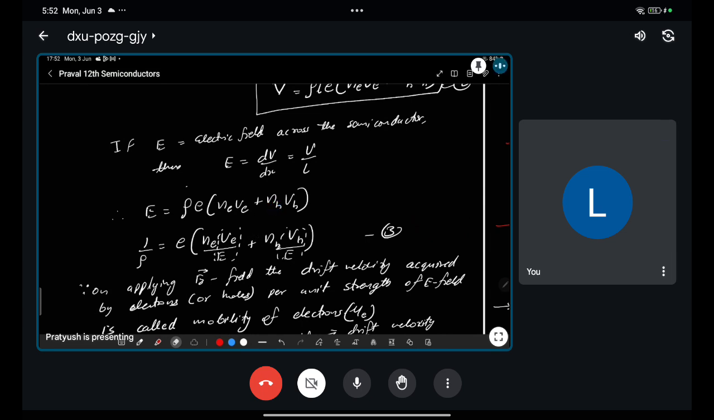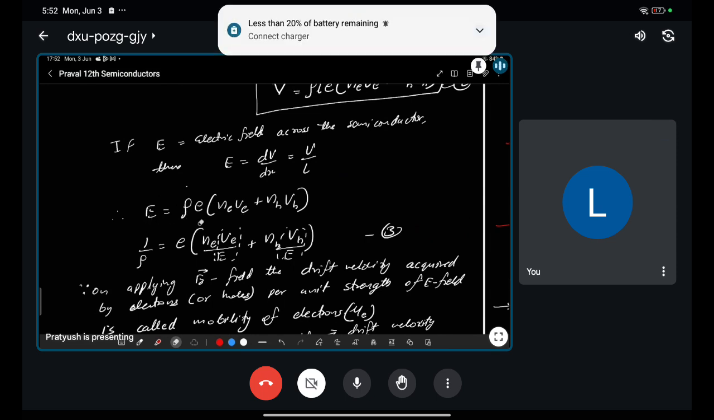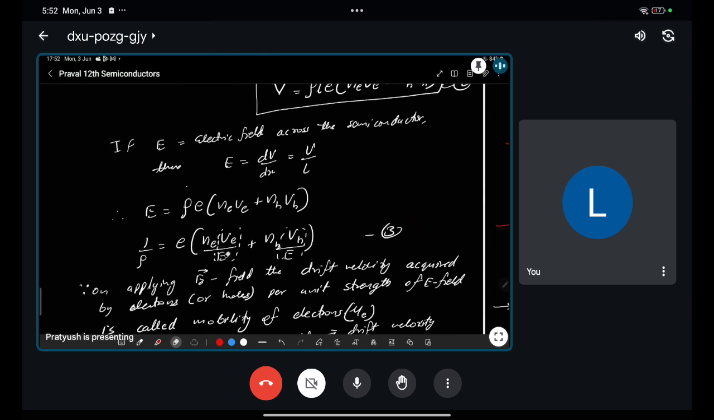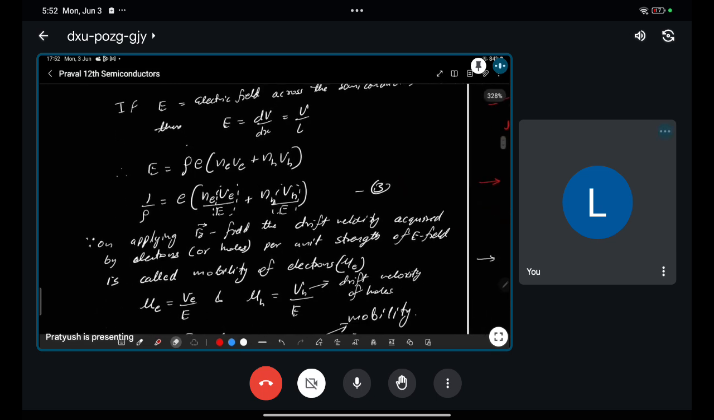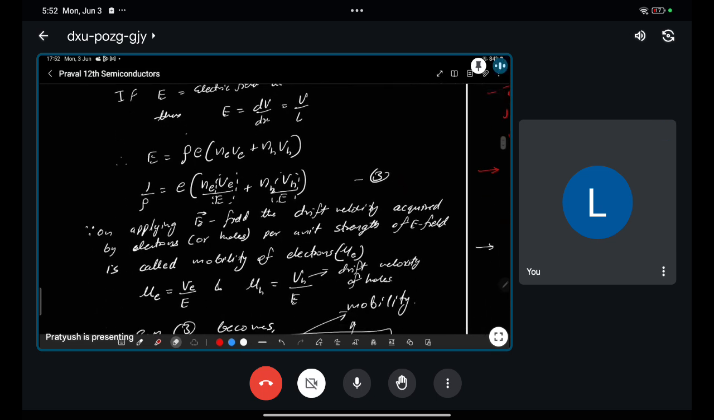Now again we can do a thing. Take rho on that side and take electric field on this side. Electric field will come in division. Now see this Ve upon E, and here also Vh upon E. So what we are getting? Drift velocity divided by electric field, not potential, we actually define it as mobility. Drift velocity divided by electric field will give us mobility.